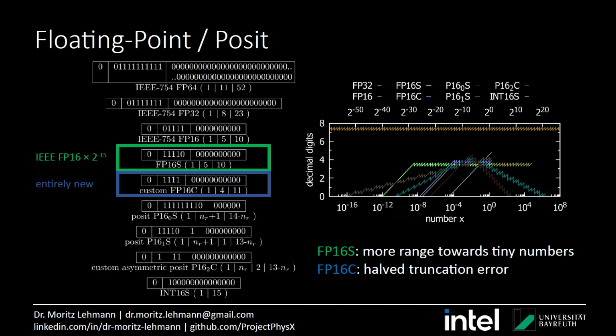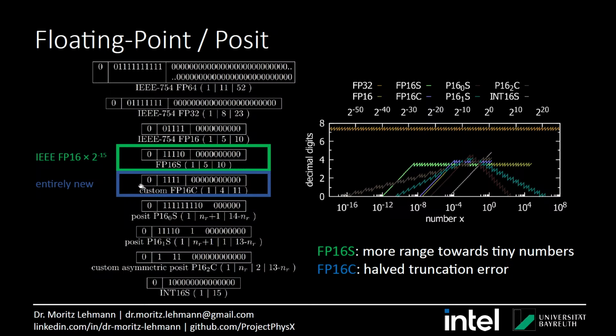And in the production version of FluidX3D, I went only with the IEEE, so with the shifted FP16 format and with this FP16C format, because with only 16 bits available with posits, there's diminishing returns in this particular application. I tried it, but the floating point formats just work better.